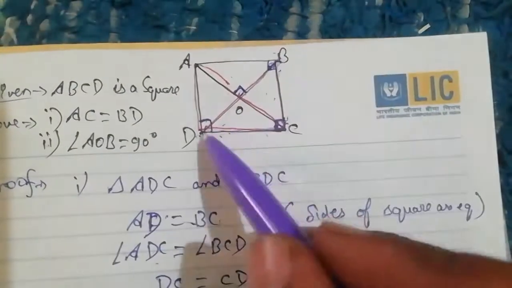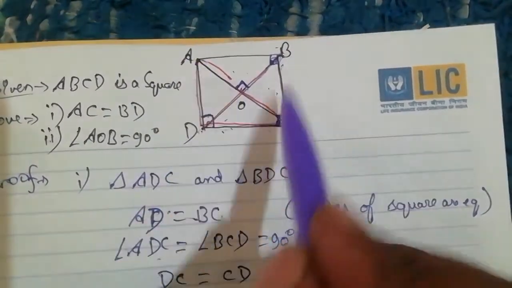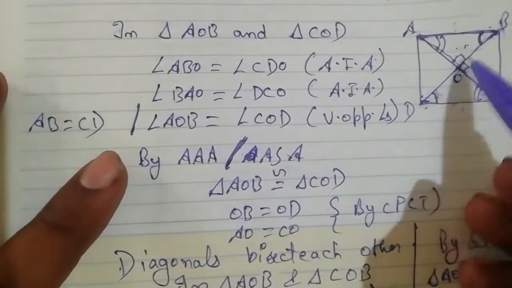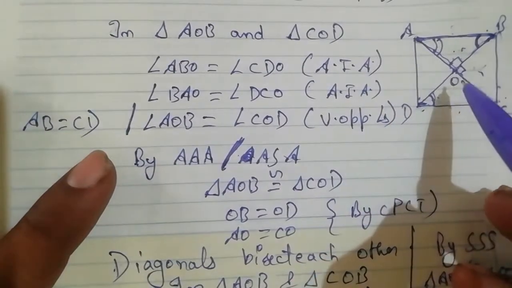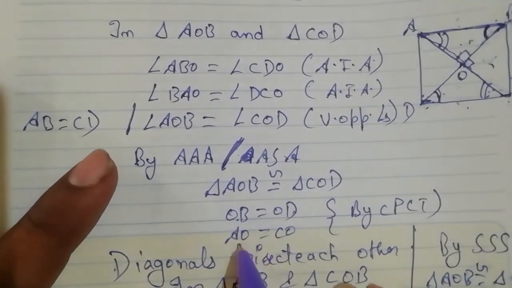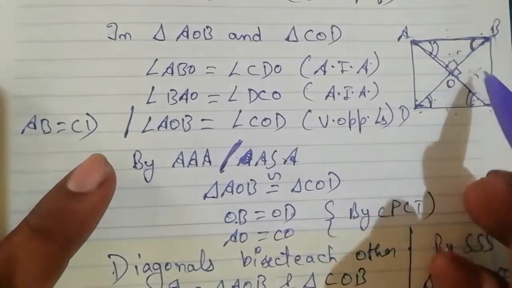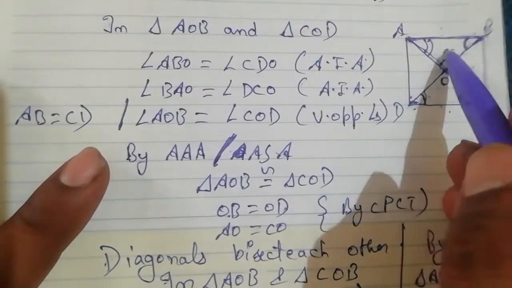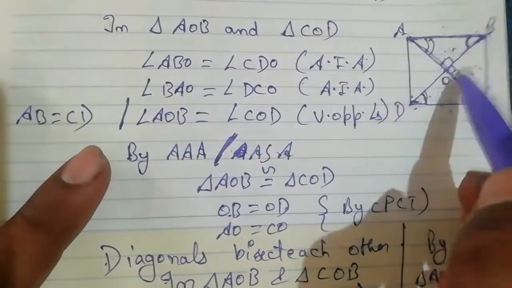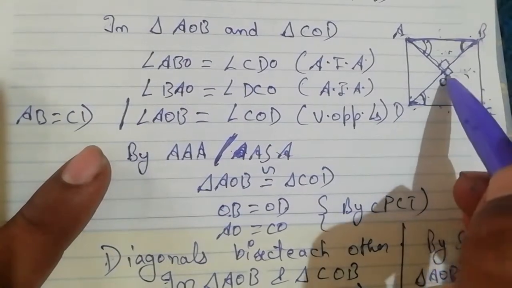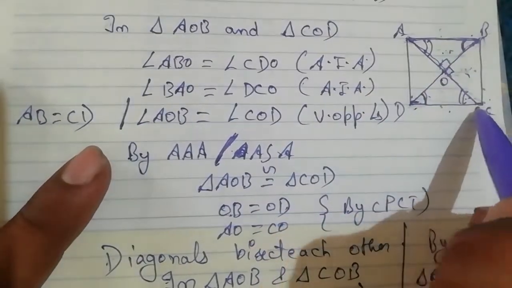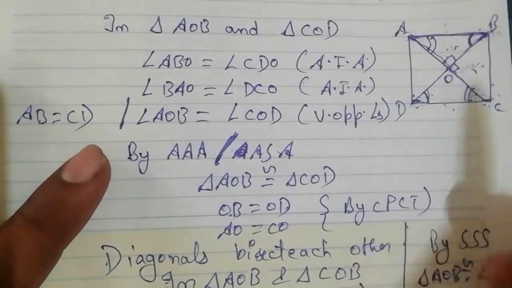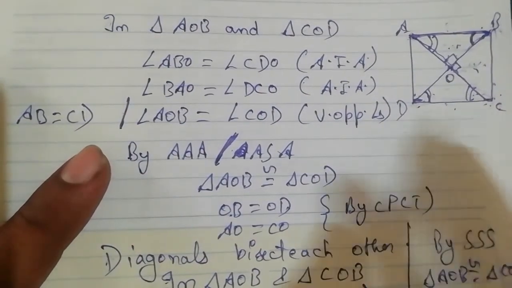What we have done: first of all, we proved that AC is equal to BD. After that, we proved that the diagonals are bisecting each other, so OB is equal to OD and AO is equal to CO. Now we have to prove one of its interior angles as 90 degrees. For that we have taken the adjacent triangles, AOB and COB. In that, OB is common, AO is equal to OC, already proved, and AB is equal to CD because all sides of a square are equal. Okay, in this way we have proved it.